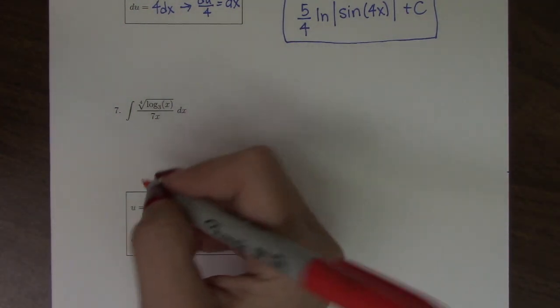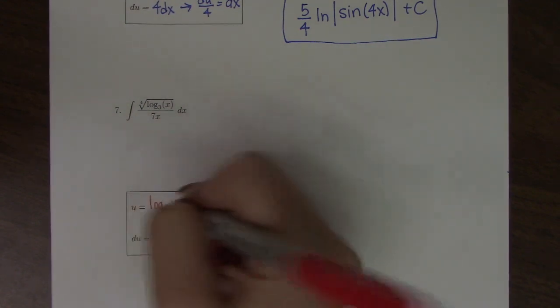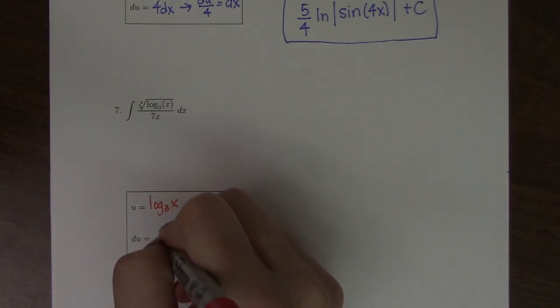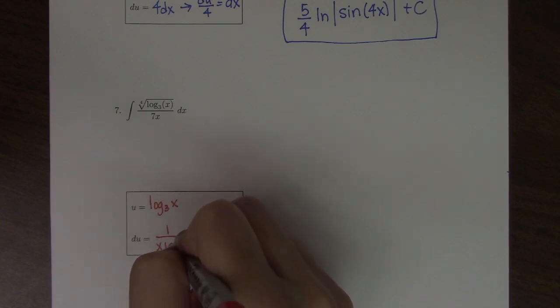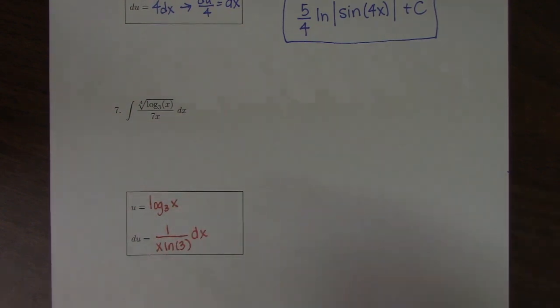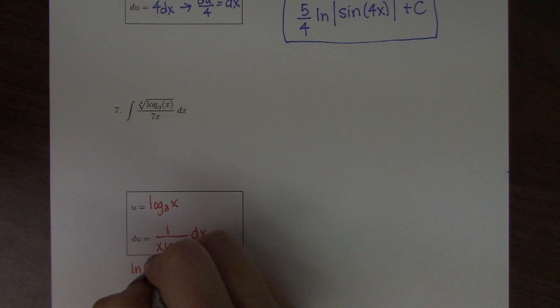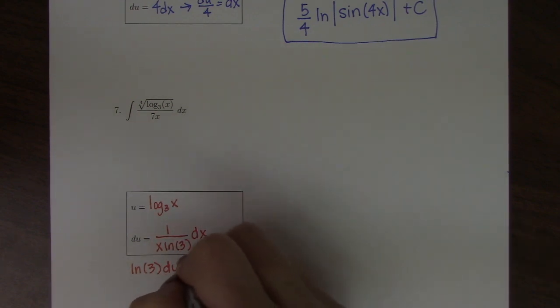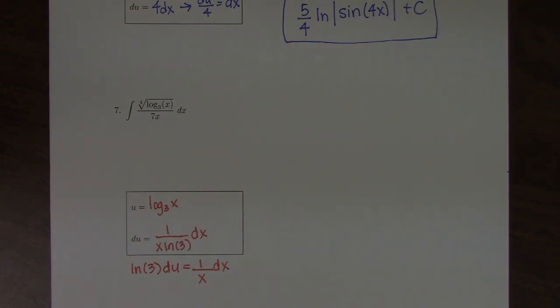So I'm going to let my u be the stuff under the radical. This is going to be log base 3 of x, and the derivative of that is 1 over x natural log of 3 dx. So the only thing that I have in my integrand is I've got the x in the denominator and the dx on top. So that means if I replace natural log of 3 du in place of 1 over x dx, I'll have all the elements I need.